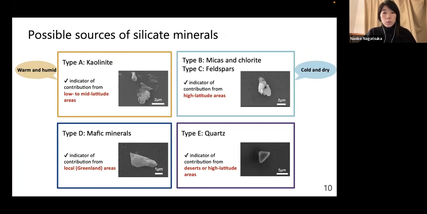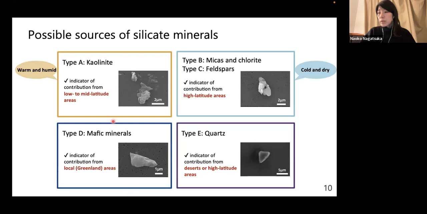The Sigma D ice core is mainly composed of silicate minerals, the most abundant family of crustal minerals. To identify their possible sources, we classified them into the following 5 types based on their formation processes and environments. So I would like to briefly explain each type.